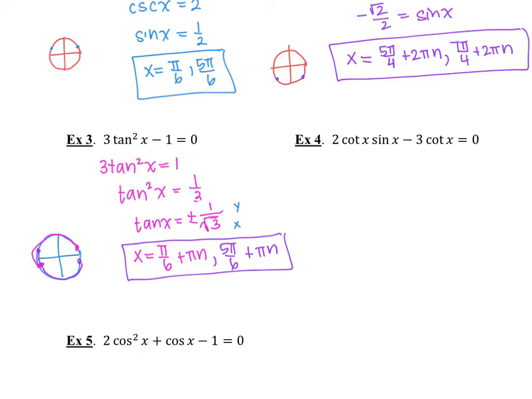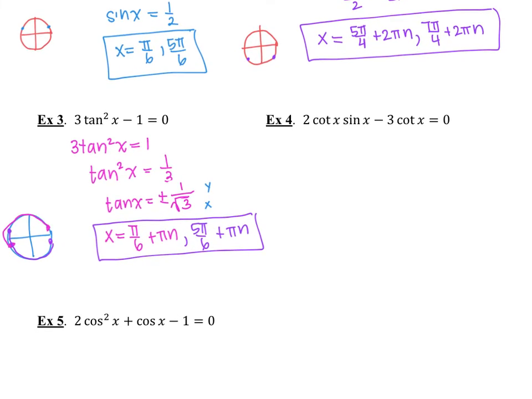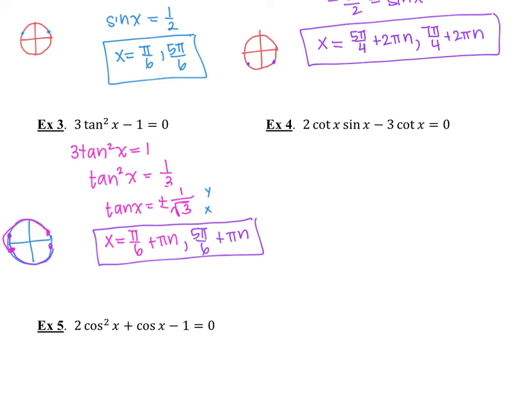Okay, let's try example 4. No domain restriction, just a different strategy for solving. Okay, let me see. I'm looking at this 2 cotangent x sine x minus 3 cotangent x. I notice they both have a cotangent x. I'm going to factor the cotangent x out. I don't want to lose it though because it is probably important to the equation. If I factor cotangent x out of the first expression, I'm left with 2 sine x minus, and if I factor cotangent x out of the second expression, 3.